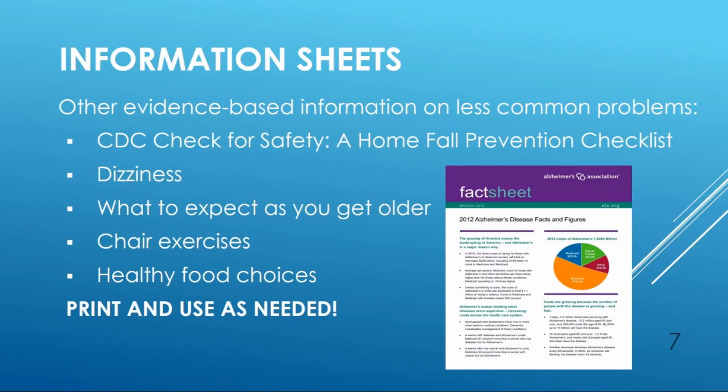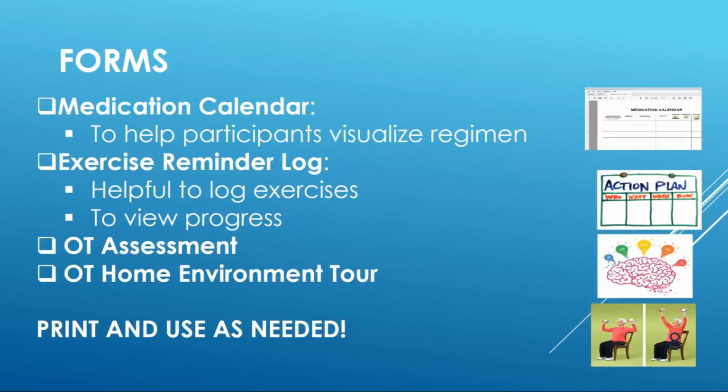We also provided some information sheets on other less commonly occurring problems. Like, for example, we have the CDC Check for Safety, a home fall prevention checklist. We also have one on dizziness and another on what to expect as you get older. We also have some wonderful chair exercises that a team of clinicians at Valley in Flint helped us design, and some healthy food choices. You can print these fact sheets and use them at any time with any MiChoice participant.